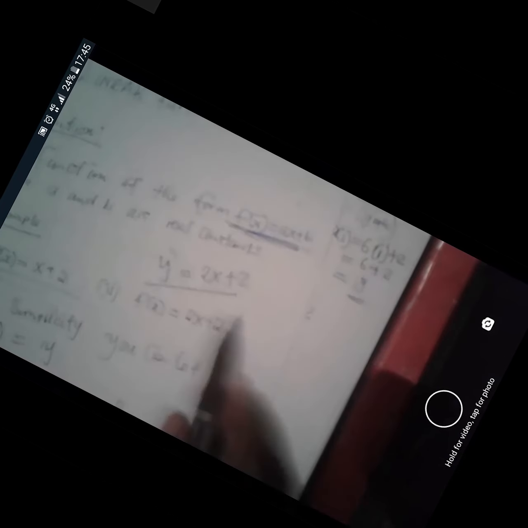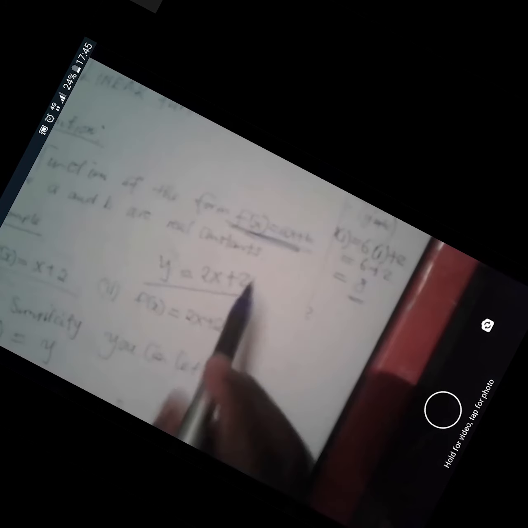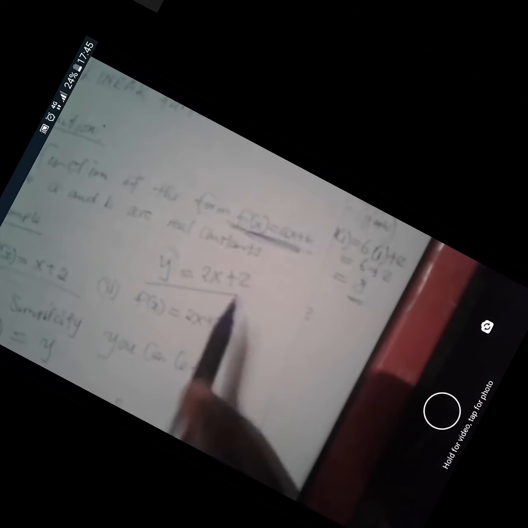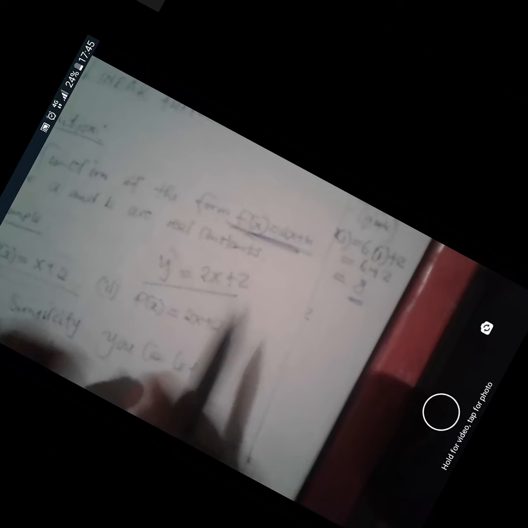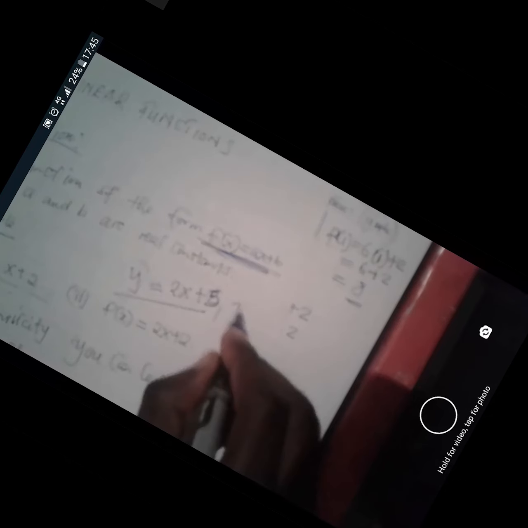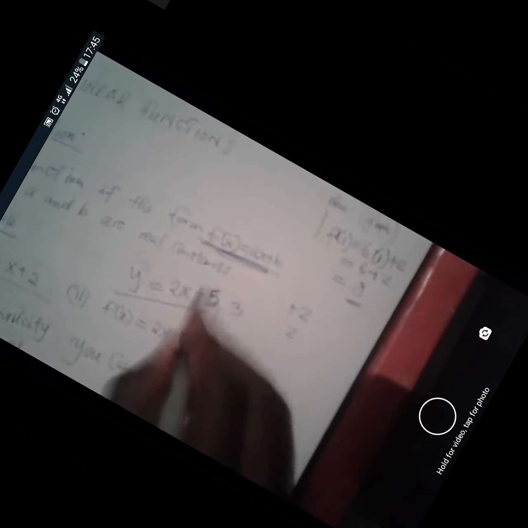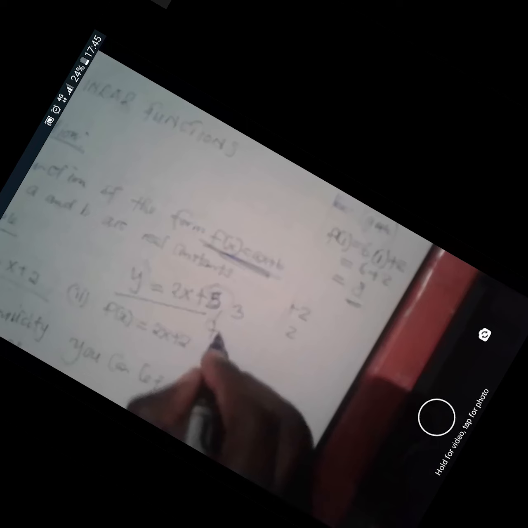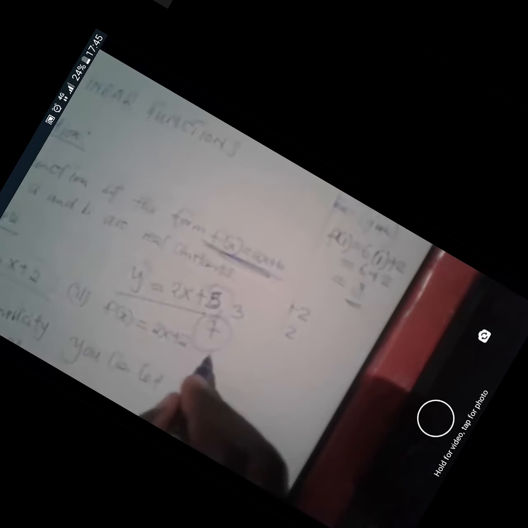So a and b, when I say it's constant, I mean we have different linear functions. You can have a 5 here. You can have a 3. You can have any number. But in that function, when you have a 7, the 7 is constant. When you have a 5, it is constant. When you have a 3, it is constant.